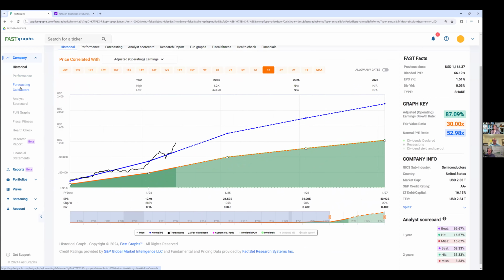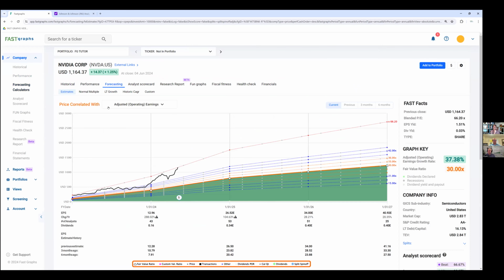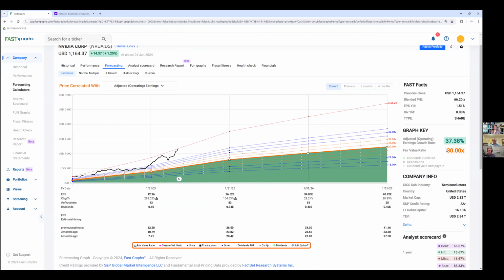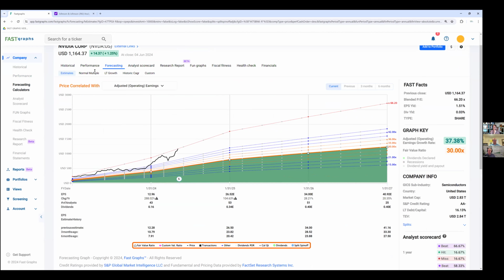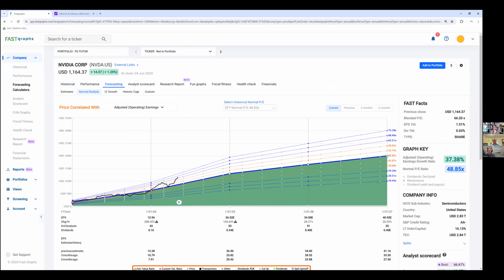Now, if I go into the forecasting graph on NVIDIA, the company's expected to grow at 37%. The valuation is very high if it only achieved 37%, but that would still give me a positive rate of return. If I use the normal multiple of a 45 or 50 PE, I could still make a lot of money because of the power of compounding that would be associated with a company like this.